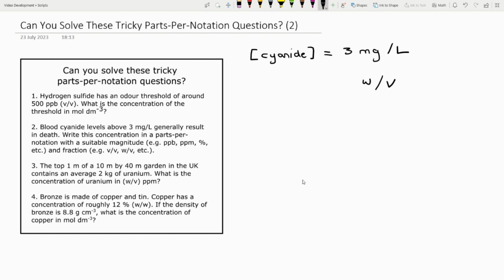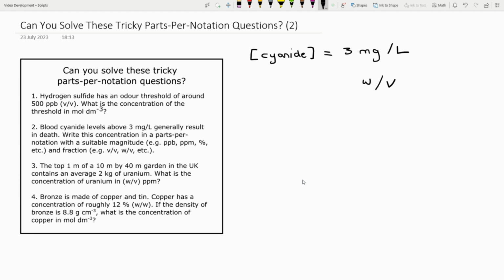So it wouldn't really make sense to convert this to any of the other fractions like V over V, N over N, W over W, etc. So let's keep it with W over V. I think this makes the most sense. We don't have to carry out any tricky conversions using density, for example. Now that we've chosen a fraction, we need to make sure that the units of this fraction are in the right units for the parts per notation.